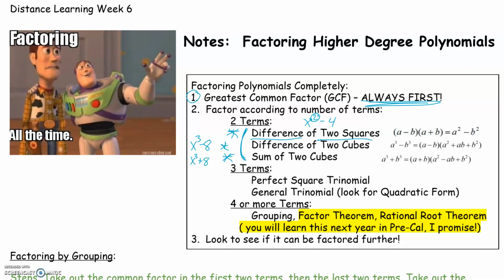All right, now if you had three terms, that would be a perfect square trinomial, and we already know how to factor those out. And then a general trinomial, you can use the AC method to go ahead and factor that out as well.